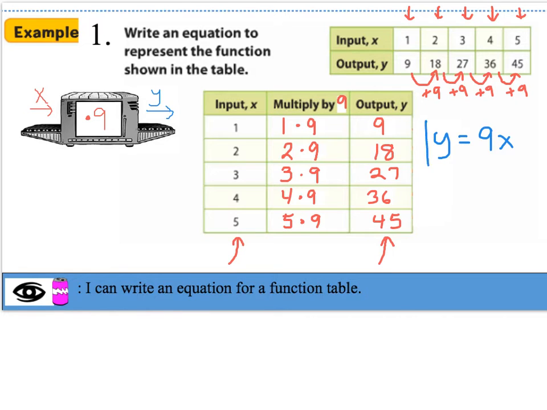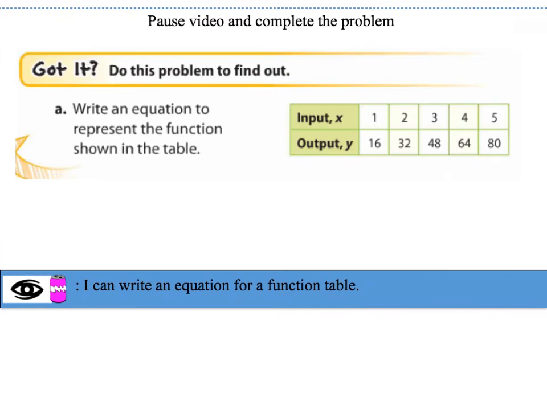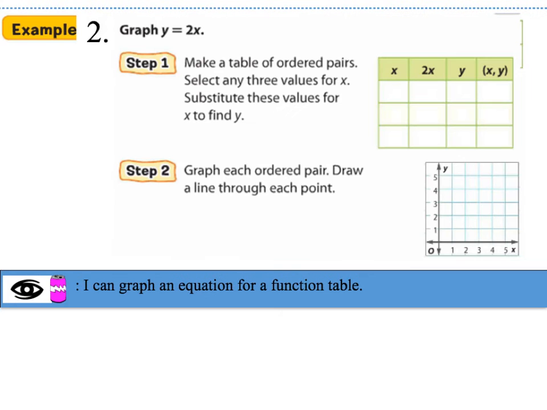So this is the rule, or my function equation, for this table. So pause the video and complete this guided problem, and we'll discuss this answer in class tomorrow. Example 2 says graph y equals 2x. So in this case, they're giving us the equation. So for step 1, they want us to make a table of ordered pairs.